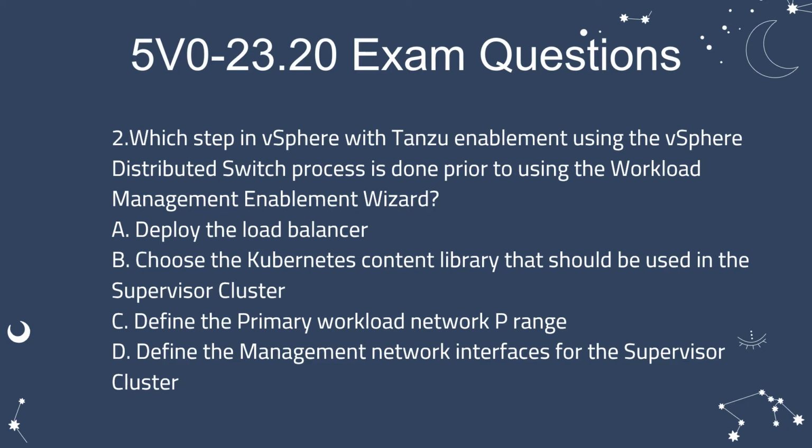2. Which step in vSphere with Tanzu enablement using the vSphere distributed switch process is done prior to using the workload management enablement wizard? A. Deploy the load balancer. B. Choose the Kubernetes content library that should be used in the supervisor cluster. C. Define the primary workload network IP range. D. Define the management network interfaces for the supervisor cluster.